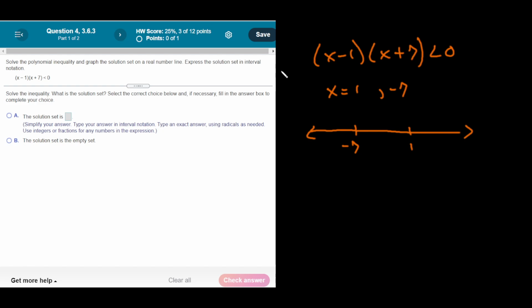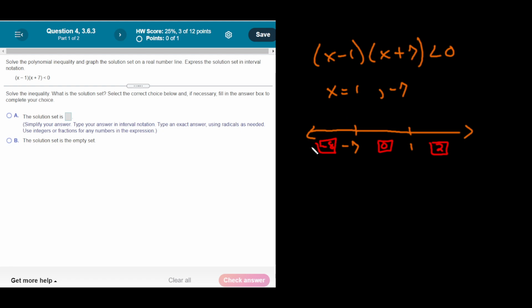Now what? Test values. Give me something to the left of -7. How about -8? What's in between here? 0. 0 is nice. What's over here? How about 2? And we're going to test to see if it's true.